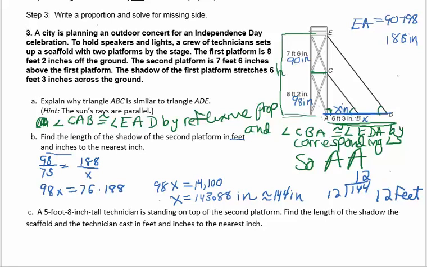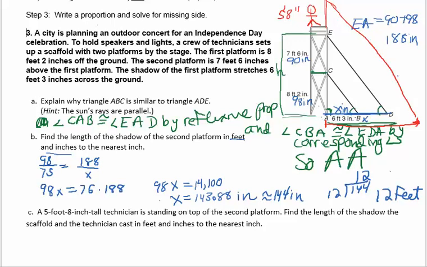All right, now there's one more part to this problem. It says that on top of this platform, I've got some guy standing here. And he is 5 foot 8 inches. And he's standing on the top of the second platform. And now they want us to do one more line and figure out the length of the shadow, the scaffold, and the technician cast in feet and inches. So now we're looking for all the way from here to here.